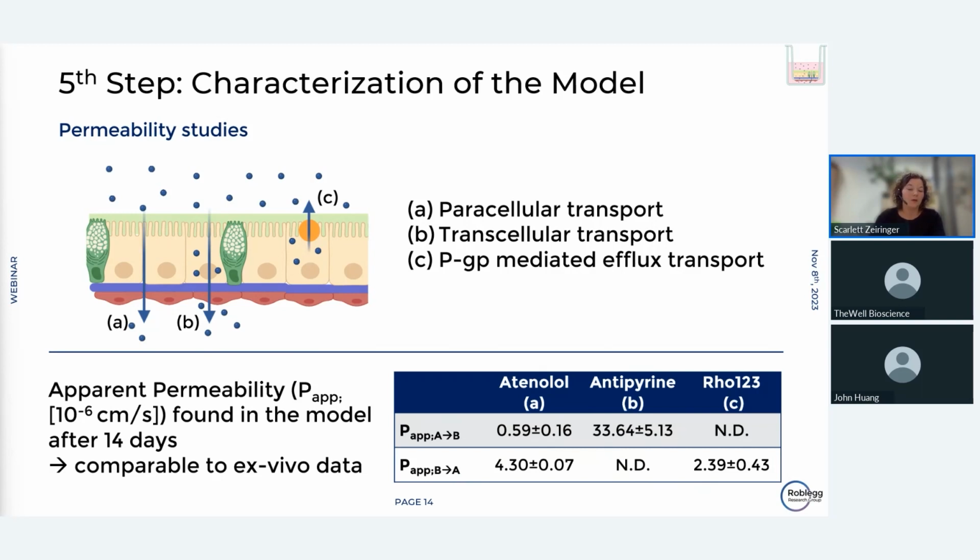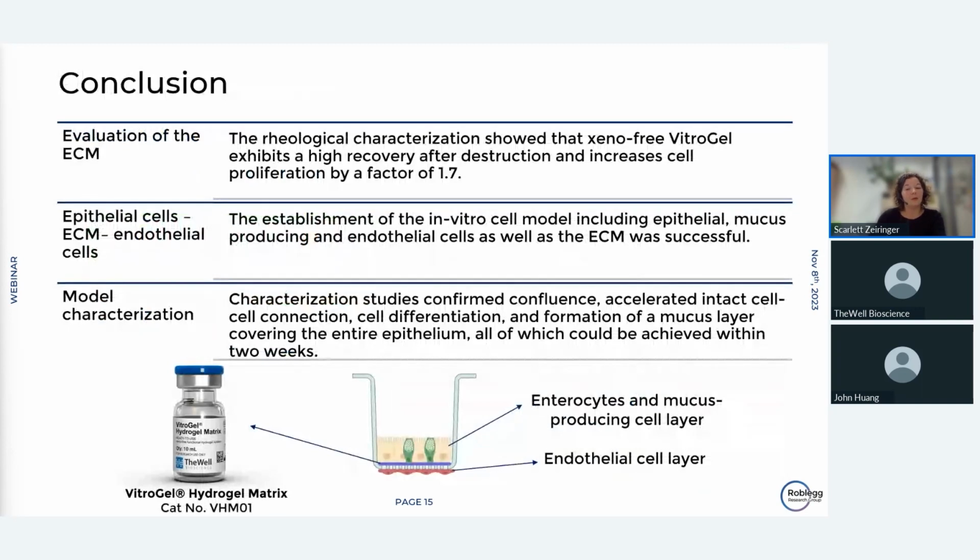This brings me already to my conclusions. In summary, the results show that VitroGel is a suitable substitute to be used as an intestinal ECM substitute. One of the major advantages is that it is an animal-free product and exhibits a high recovery and in vivo physiological relevant rheological properties. Further, it increases the cell proliferation of the intestinal cells by a factor of 1.7.